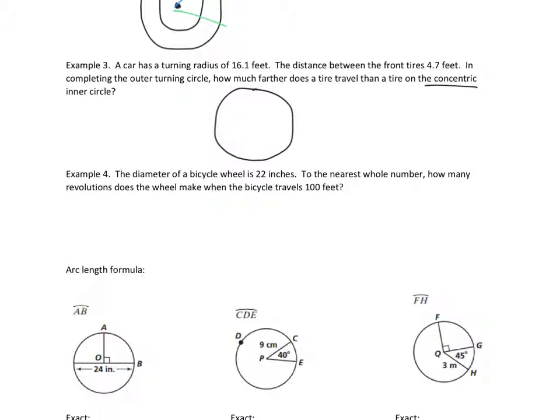So then you're going to have, these are concentric circles right here. The distance between the two front tires, so is 4.7 feet. And the car's turning radius.